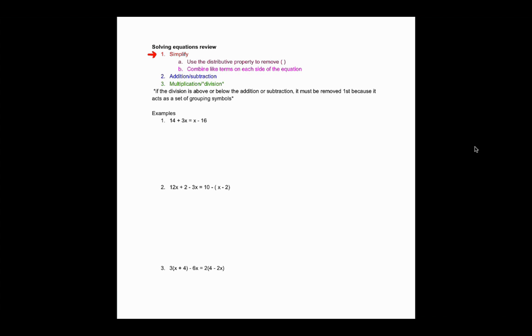When we look at the first one, we're always looking for a couple of things. We're looking for parentheses. The first problem doesn't have any parentheses. And we also look for like terms. Remember, like terms will have the same variable, or they'll be our constants. These are the ones with no variable.